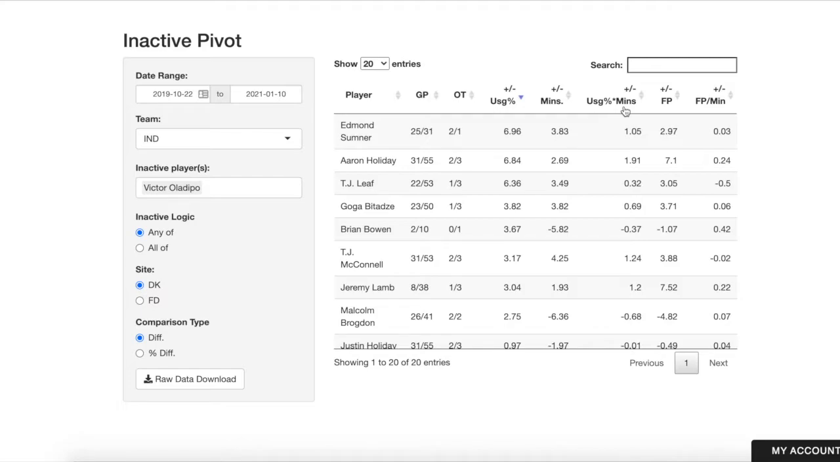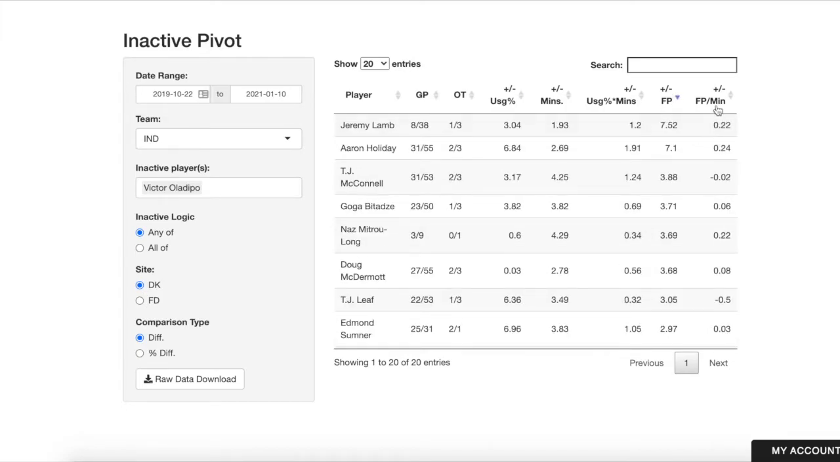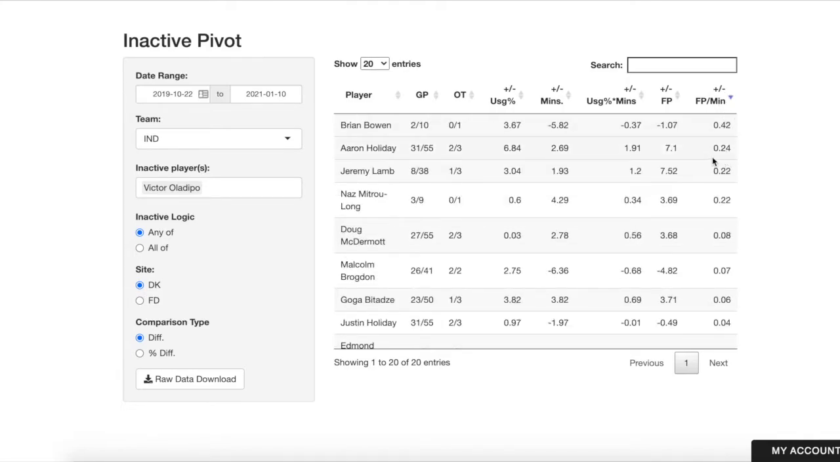So we can have players that have like 100% usage, but they only played 2 minutes. That's not really a player that's getting that much usage relative to kind of the whole game. So multiplying by minutes, I think, is a good way to control for some of those small minutes usage cases. And then fantasy points total and fantasy points per minute. So we see like Aaron Holiday might be a guy to target as he has elevated usage, elevated minutes, elevated fantasy points, and elevated per minute efficiency when Oladipo's inactive.